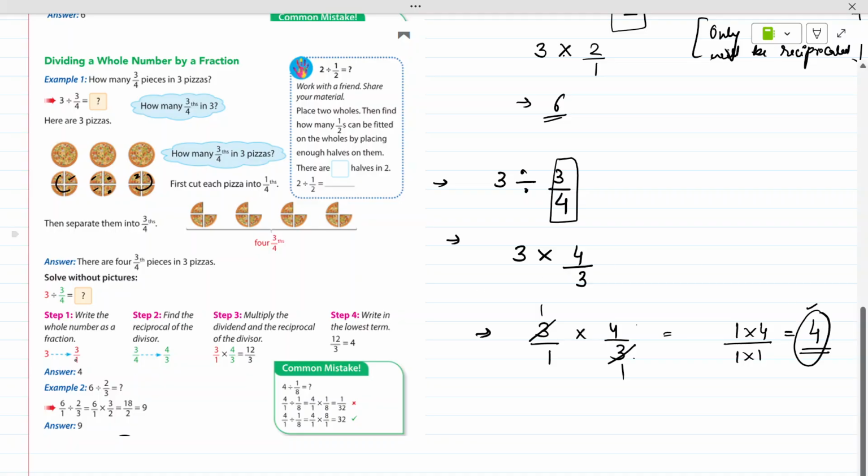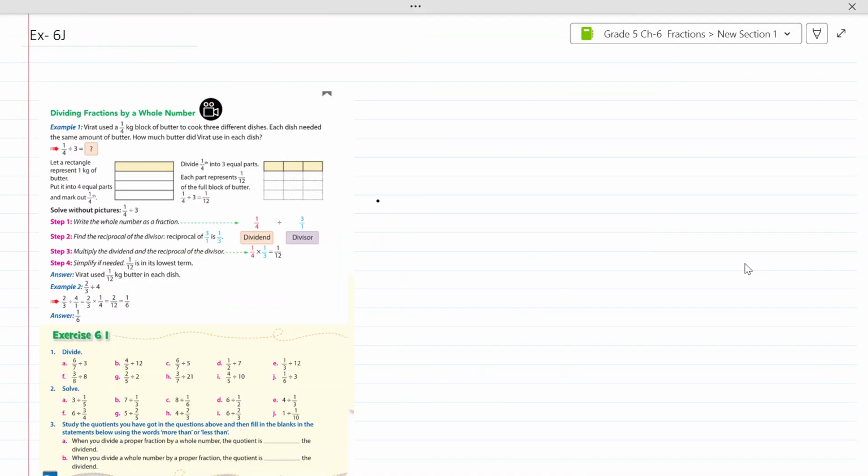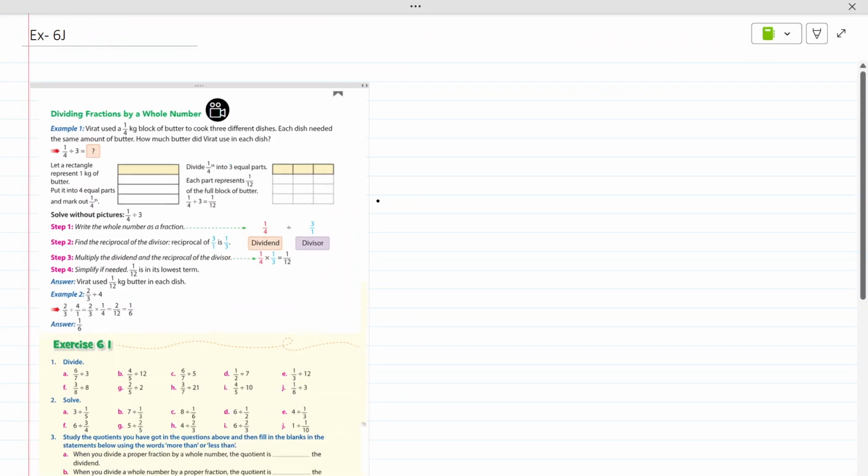Okay, same thing they have also told you that 3 can be written as 3 by 1. We have to change this division into multiplication, and when we are doing it, we are changing the divisor. We are taking the reciprocal of the divisor. Always understand that we have to take the reciprocal of divisor and not the other part. Okay, not the dividend. So I hope kids this is clear. And with this, let us move to the exercise based on this, which is exercise 6J.